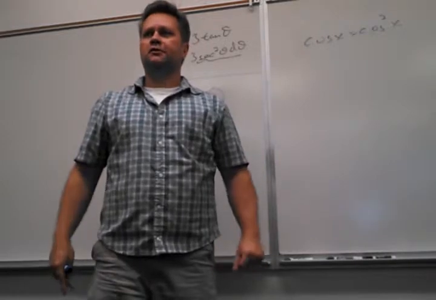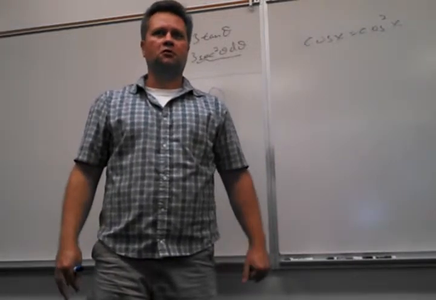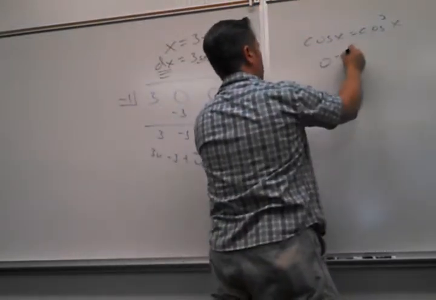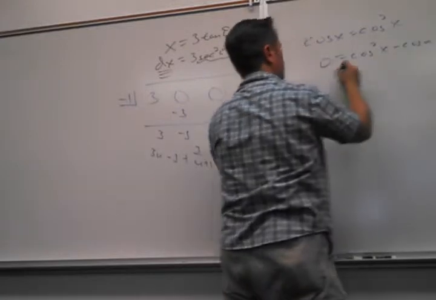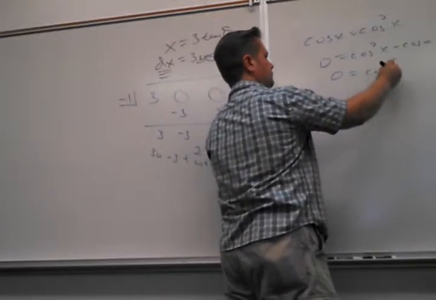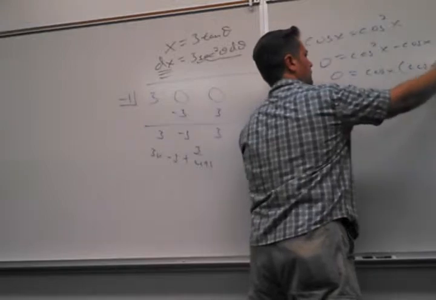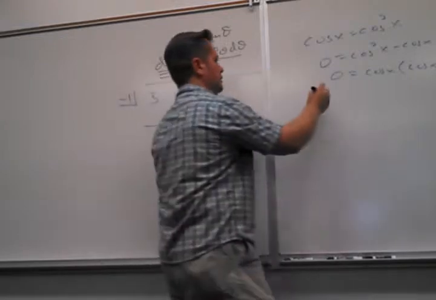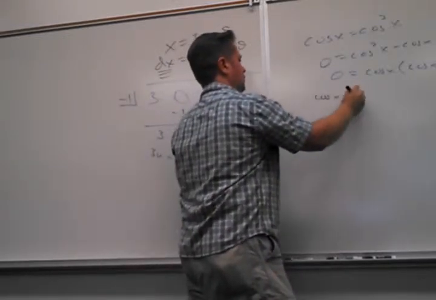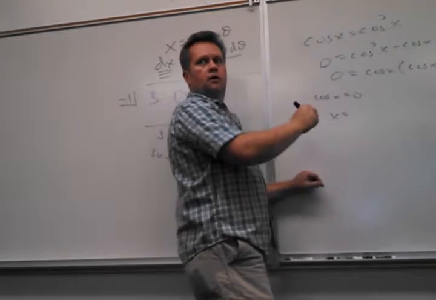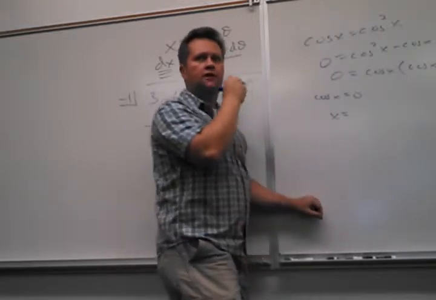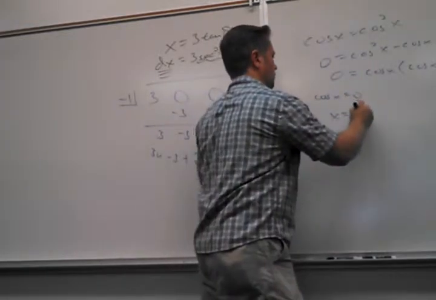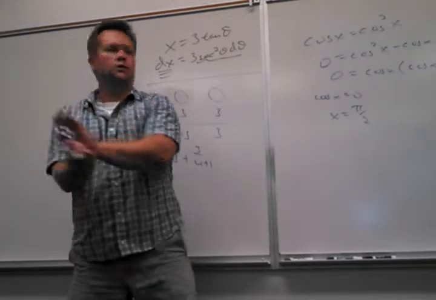Please don't say divide by cosine, because cosine could be 0, and you wouldn't be allowed. Say again? Yeah, so subtract cosine over. Factor, how do you factor that? Either way you do it, you get the same answer. Right. So either cosine x is 0, so x would be, careful. Not cosine of 0, cosine of what is 0? Pi over 2. In the first quadrant, so pi over 2.